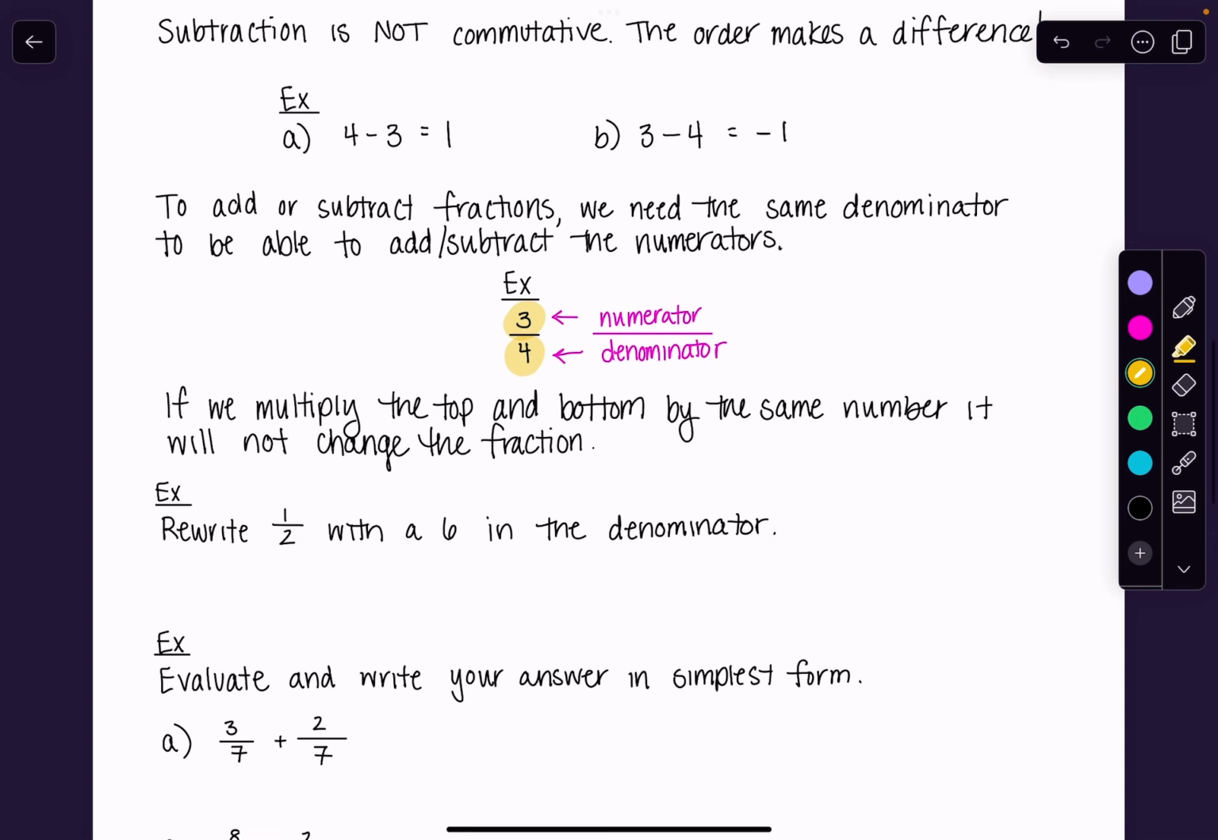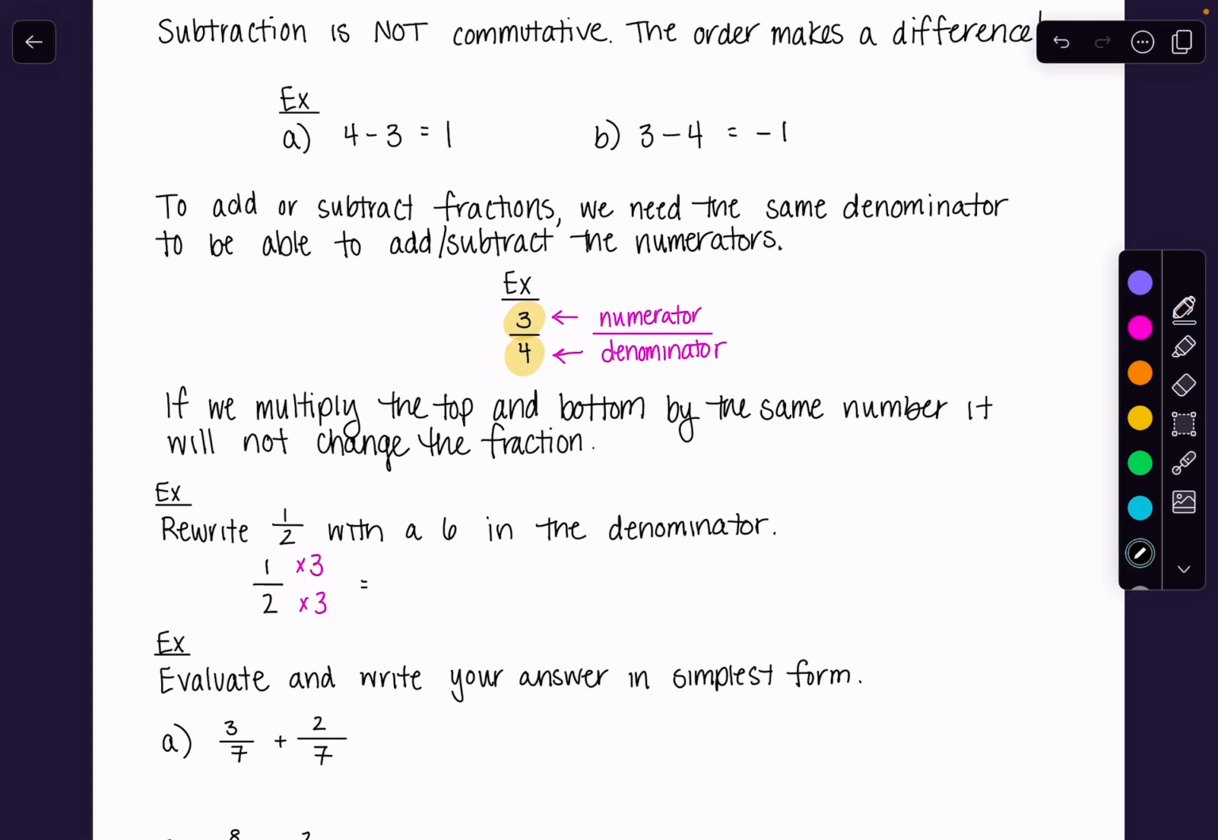So to give you an example, if I want to rewrite 1/2 with a 6 in the denominator, what I'm going to do is I'm going to take the top and bottom and multiply it by the same quantity. So in this case, because I want a 6 in the denominator, I'm going to take the bottom and multiply by 3, which means I'm going to do exactly the same thing in the numerator.